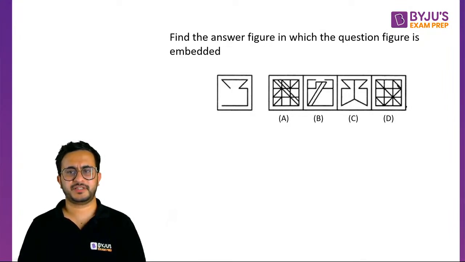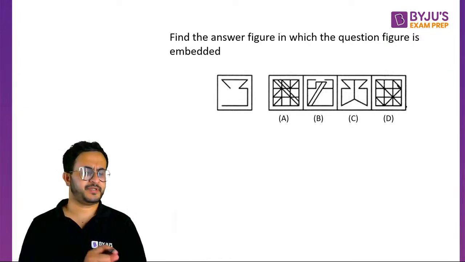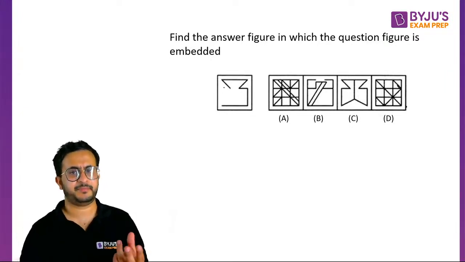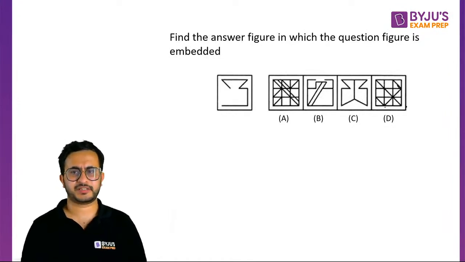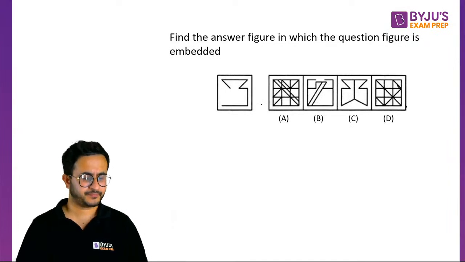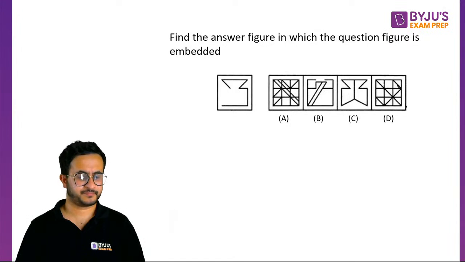Find the figure in which this is embedded. Now, sometimes the shape may be small or large, right? Maybe it might be a smaller shape compared to these figures. That does not matter, but rotation should not be there. Where do you see this shape inside which of these?